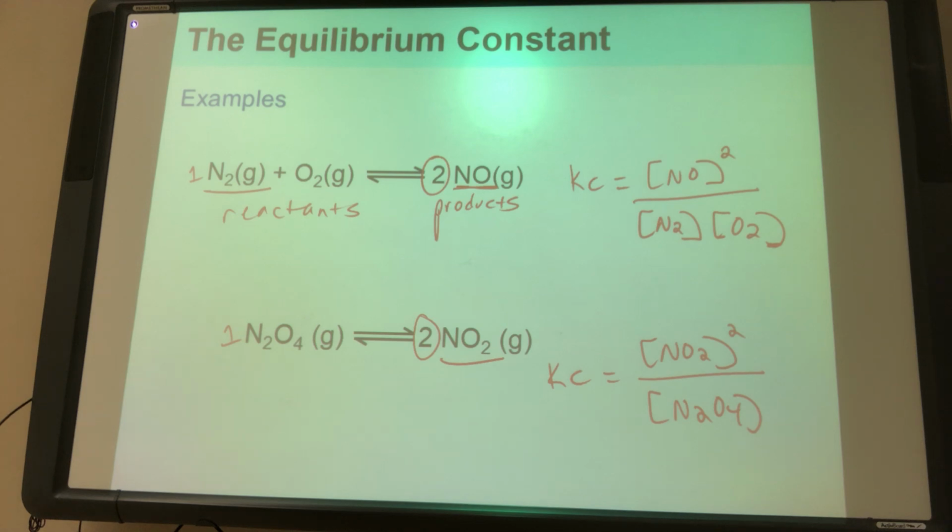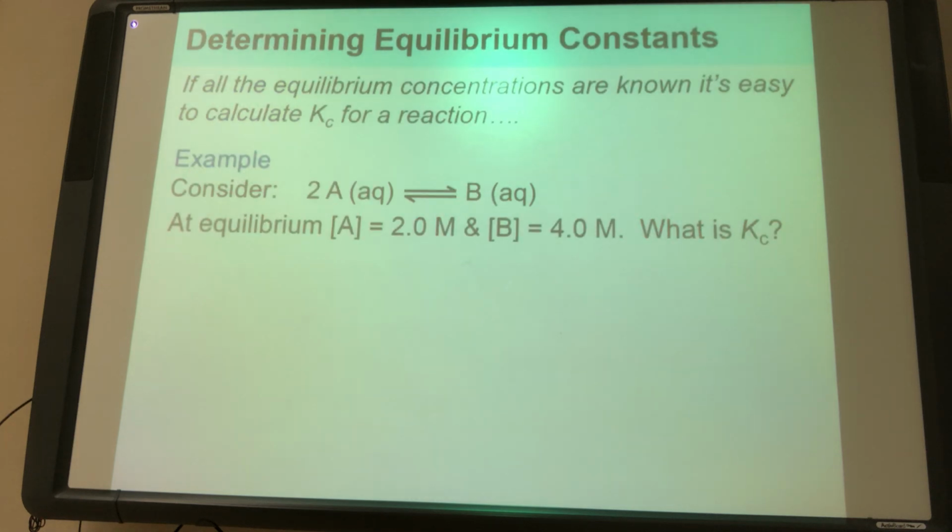All right, so let's look at doing a problem. If all the equilibrium concentrations are known, it's easy to calculate Kc for a reaction. So let's see. Consider 2A goes to B. At equilibrium, A is 2 molar and B is 4 molar. What is Kc?